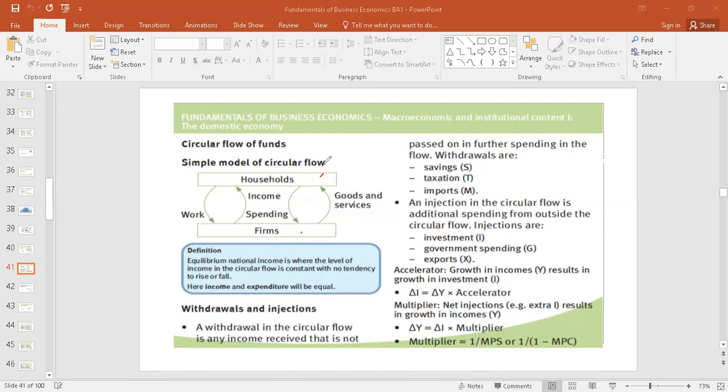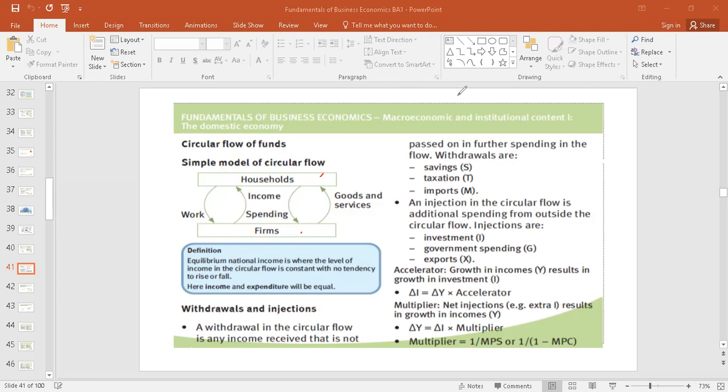It's a circular flow. Now, the definition also talks about equilibrium. National income is where the level of income in the circular flow is constant. It is constant with no tendency to rise or fall. Here income and expenditure will be equal. But if something from external sources is either injected or withdrawn, what happens when there are withdrawals and injections?